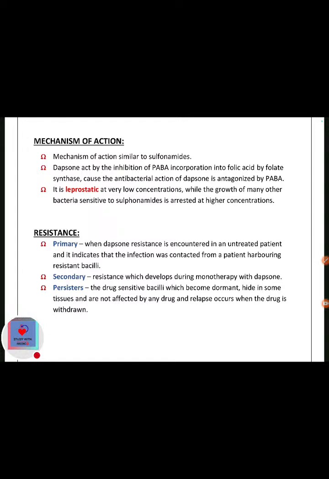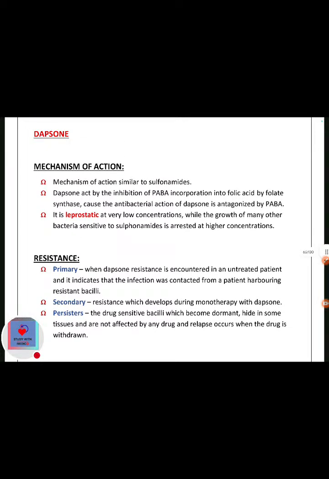Dapsone works by interfering with an enzyme called dihydropteroate synthetase. That enzyme is really important for making folic acid, which bacteria absolutely need to survive. So when dapsone blocks that enzyme, it basically starves the bacteria of folic acid and they die off.